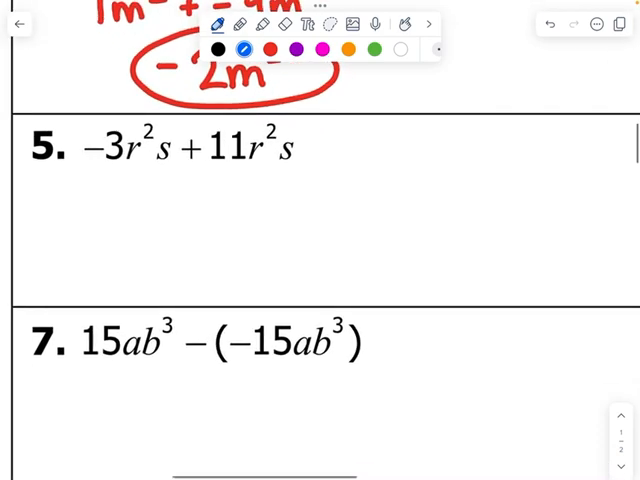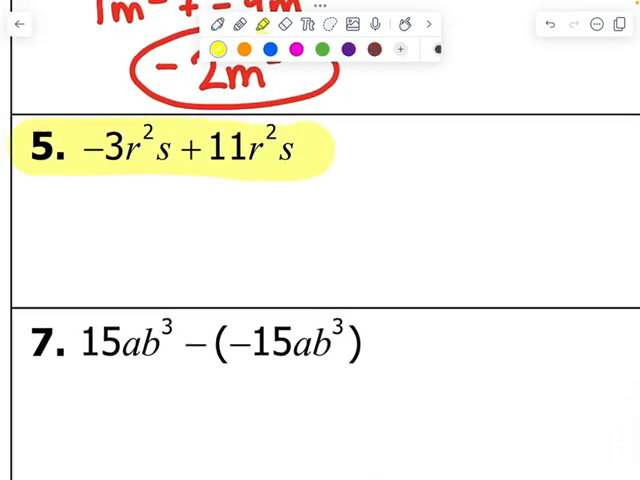I'm going to give you a little bit of time to see if you can do number 5, and then we'll check our answer together. So I'll give you about 20 seconds to see what you can do with number 5.